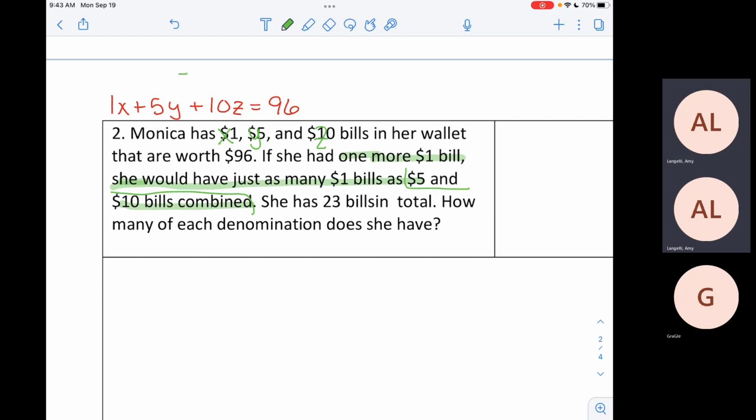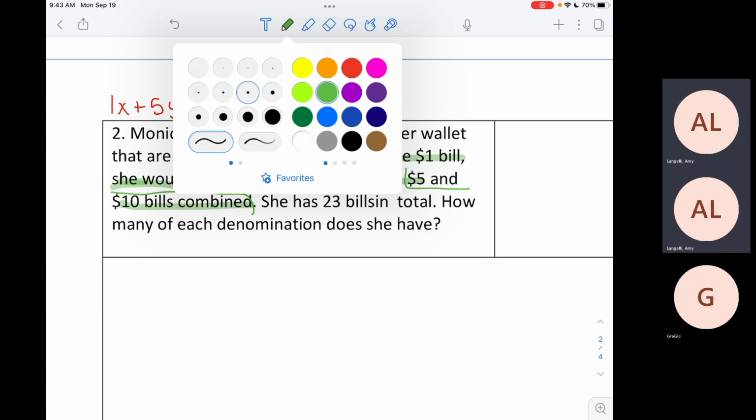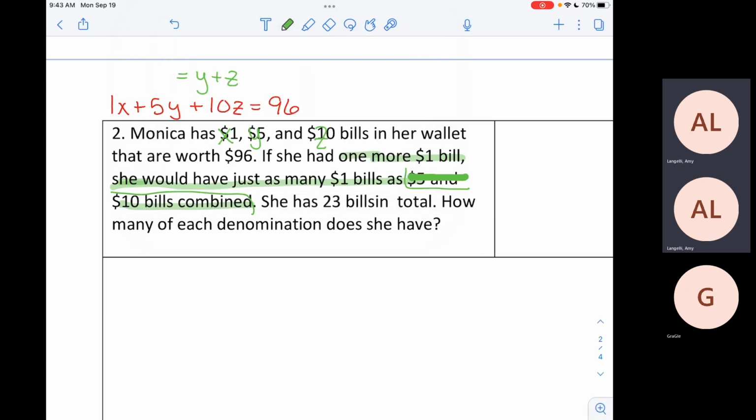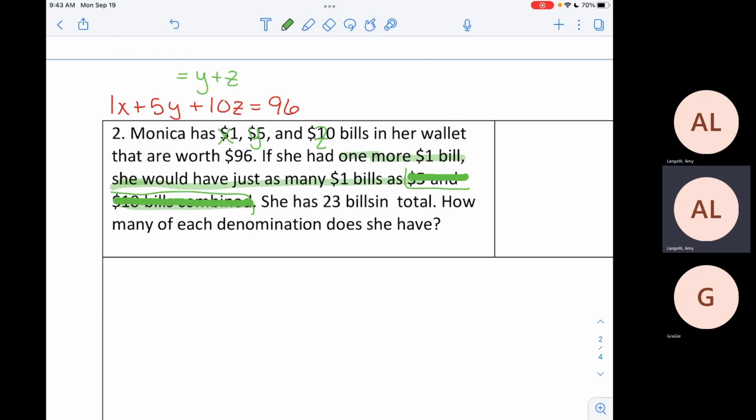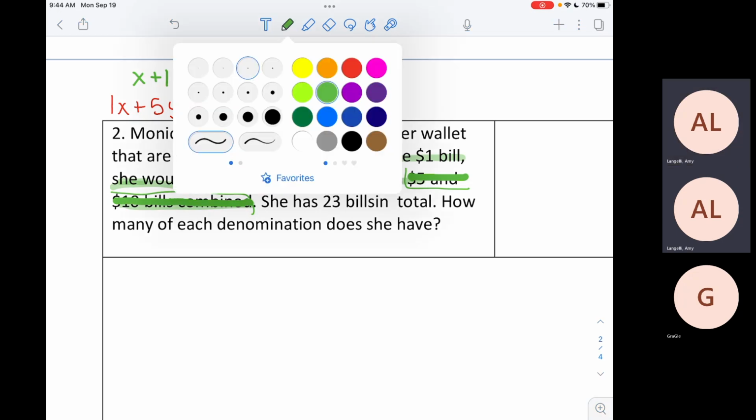That is correct. So there, we took care of that part of the sentence. I'm going to make my pen thicker so you can see. We took care of this one. How do we do one more $1 bill? One more $1 bill. Plus 1. That would be one more than what we currently have. Okay, that was hard.